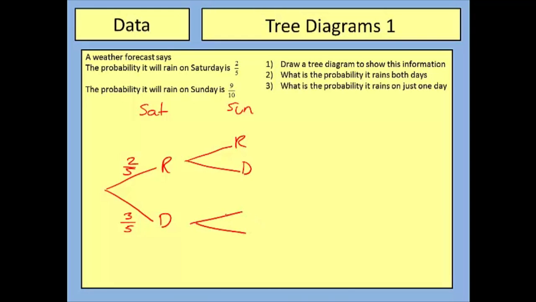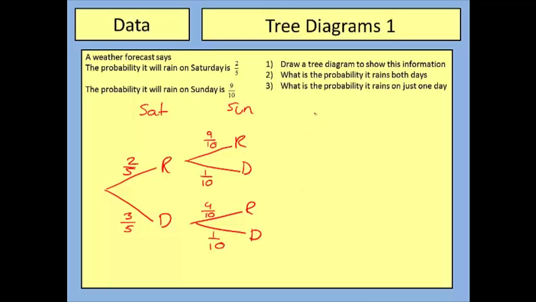And this can happen regardless of whether it rained or was dry on Saturday. So I set up my options like this. On Sunday, the probability it rains is 9 out of 10. So that means the probability it's dry is 1 out of 10. And I'm going to add these on to my bottom two branches as well.